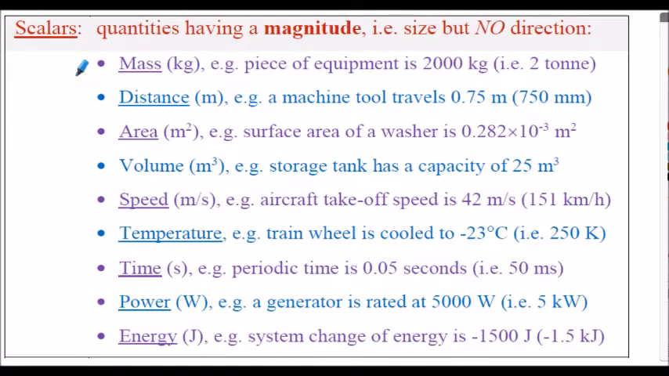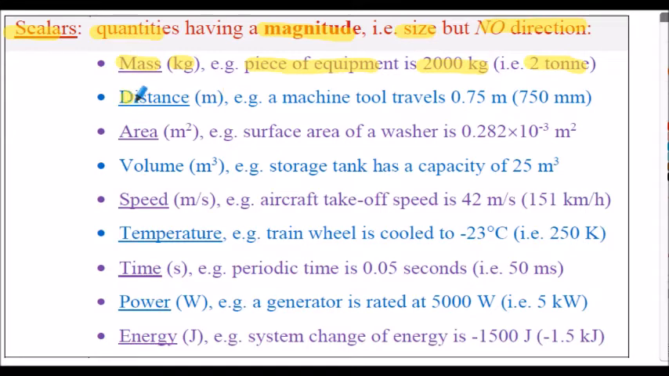So scalars are quantities having a magnitude, that's a size, but no direction. Such quantities include mass in the SI system measured in kilograms. So a piece of equipment is 2,000 kilograms, or sometimes written as 2 ton. That's the magnitude and no direction associated with it.